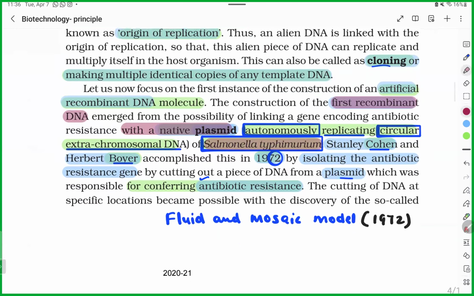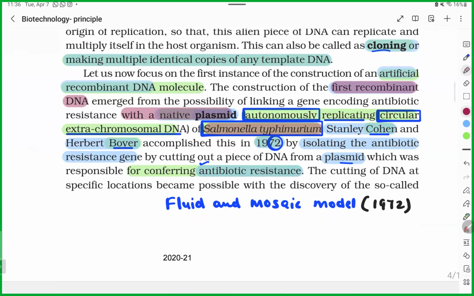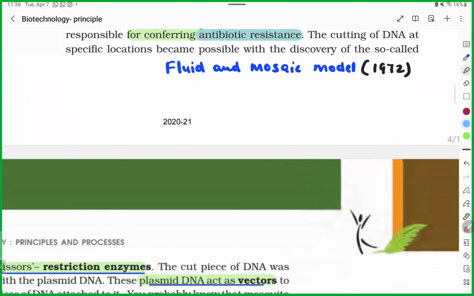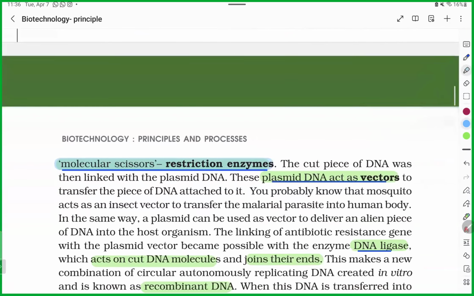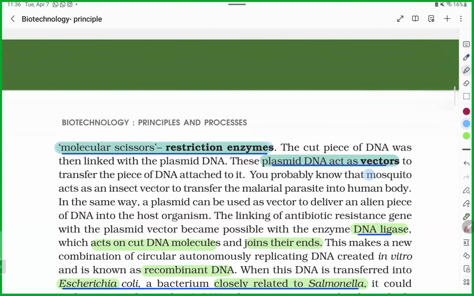Exactly the same line. We can cut the DNA at a specific location with the help of a molecular scissor known as restriction enzyme. This can be linked with the plasmid DNA. A plasmid can act as a vector. It transfers the DNA. Right? Like how a mosquito can act as a vector. Correct? A mosquito is a vector for the malaria parasite. In the same way, a plasmid acts as a vector because a plasmid delivers outer DNA into the host.